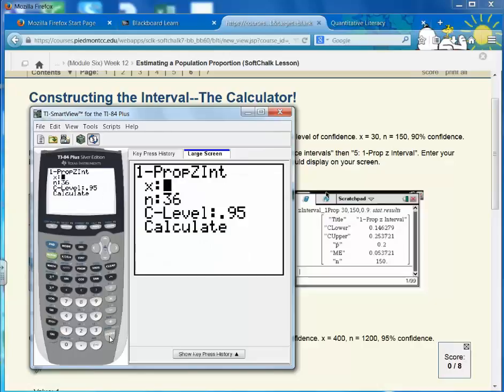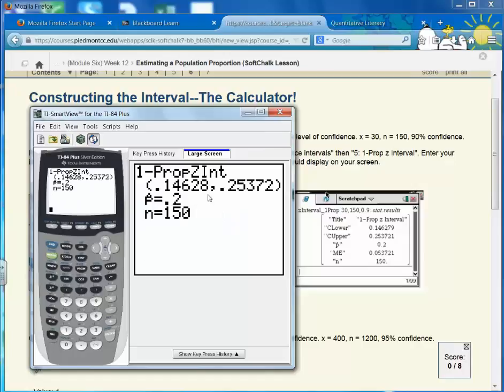And it's going to ask me for information. So x is 30. That's how many people in the sample have the characteristic we're interested in. n is the sample size, that's 150 here, and the confidence level is 90%, so I'll key that in as 0.9. And then I'll go down and calculate, and here's the interval, and you'll see that it matches the values that are in those screenshots. The left-hand endpoint is 0.14628. That's also called the lower bound of the confidence interval, and then the right-hand endpoint is 0.25372, and that would be called the upper bound of the confidence interval.